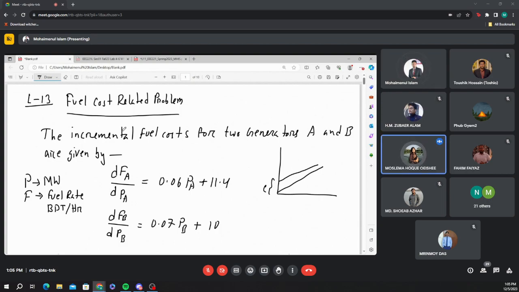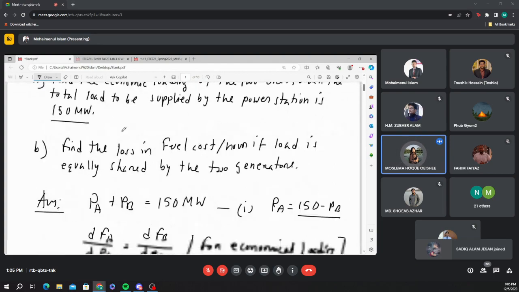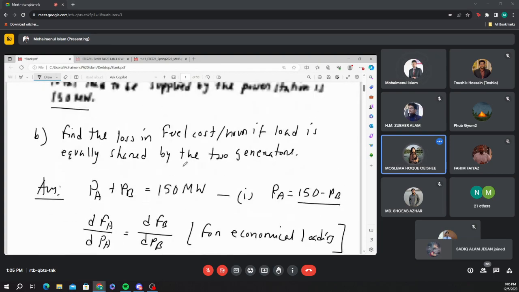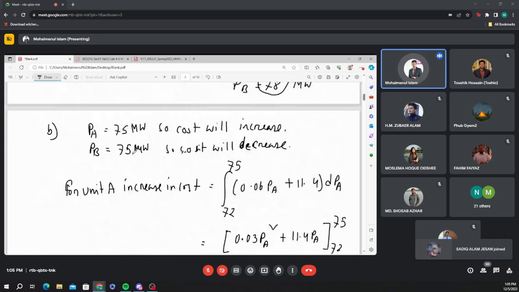Sir, should we assume the 75 value, I mean, couldn't we take 76 too? No. In this scenario, we are considering the load distribution should be equal. Equal means you need to divide 150. That's it. If the total value is 200 megawatt, it should be 100, right? Yes, sir. Okay.